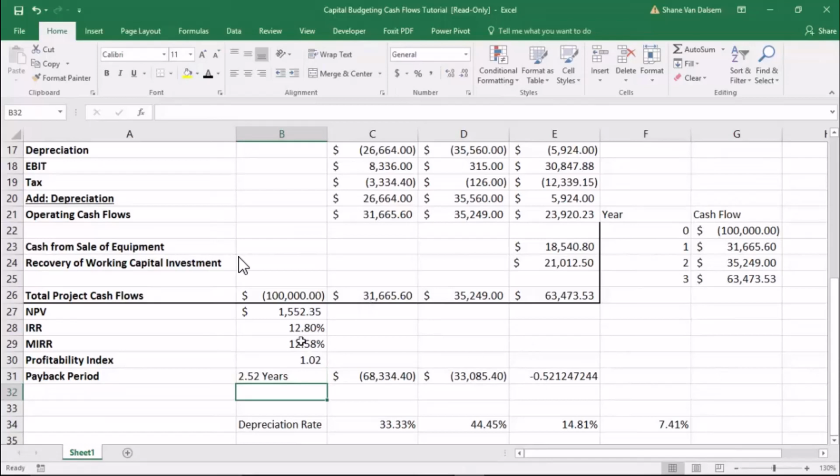Okay, so the question is, would we accept this? And it looks like we would. The NPV, while not huge, is positive, 1,552.35. The IRR is greater than the weighted average cost of capital. The MIRR is as well. The profitability index is 1.02, so it's greater than 1, and we expect it to pay back in 2.52 years.